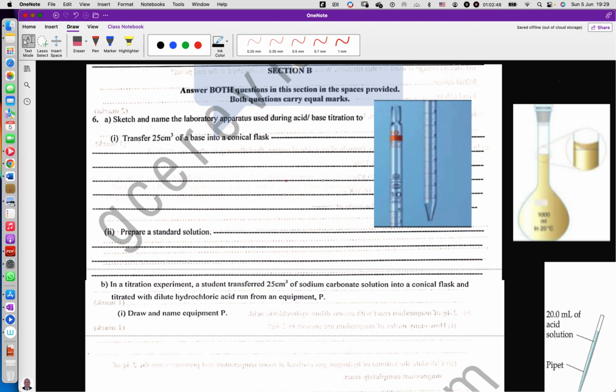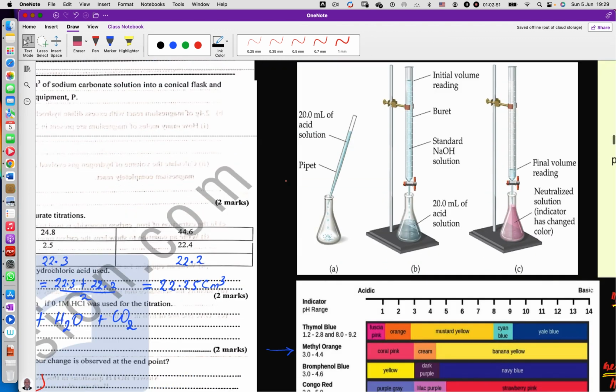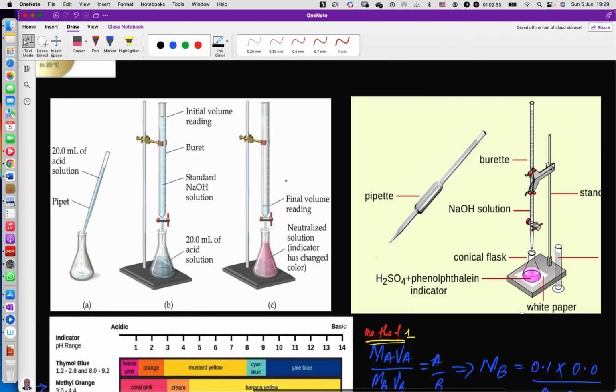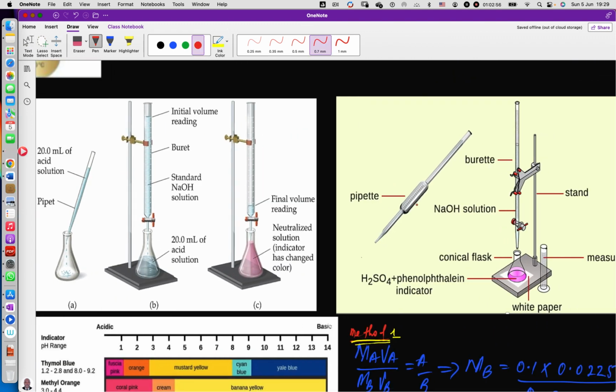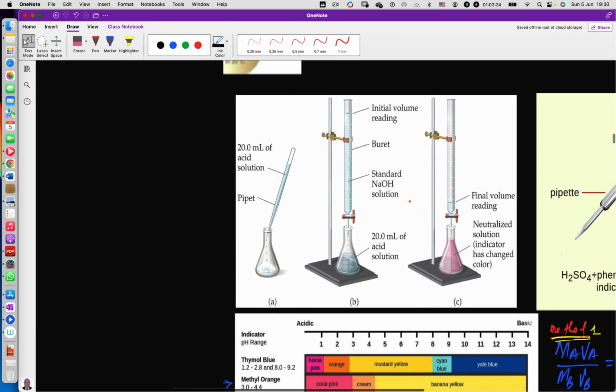However, before you go there, this is a pipette. A pipette is used to pipette the base into the conical flask. So if you were to sketch, this is what you are going to sketch. This one is better than this one. This is the diagram that is expected of you. You sketch it, you label it, the pipette. Okay, let me go back again.